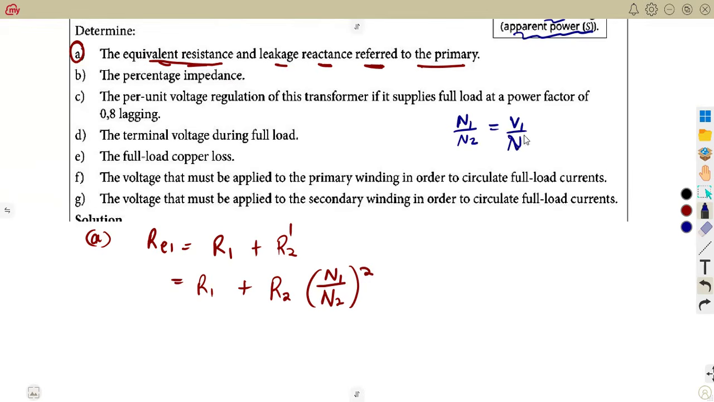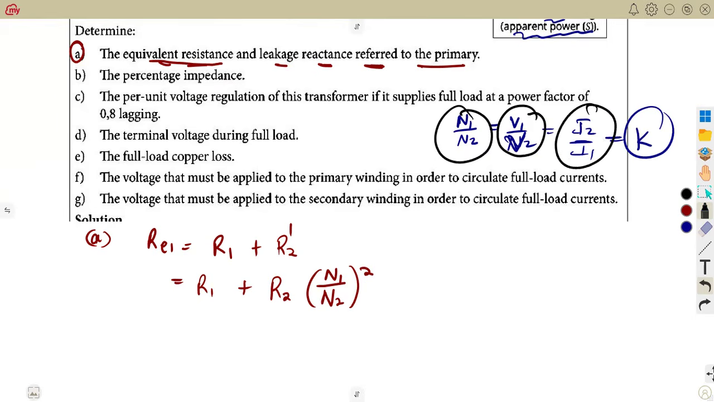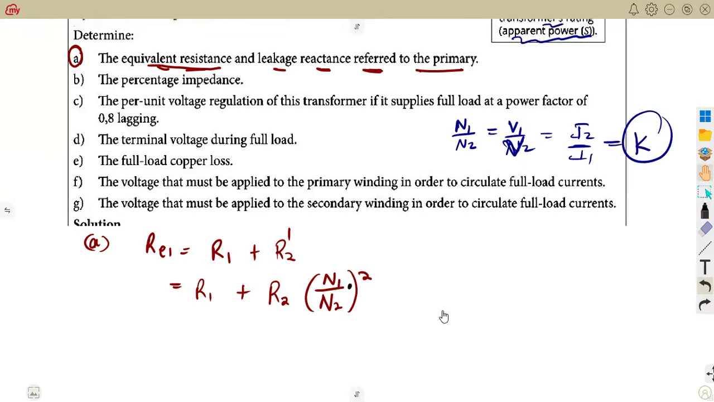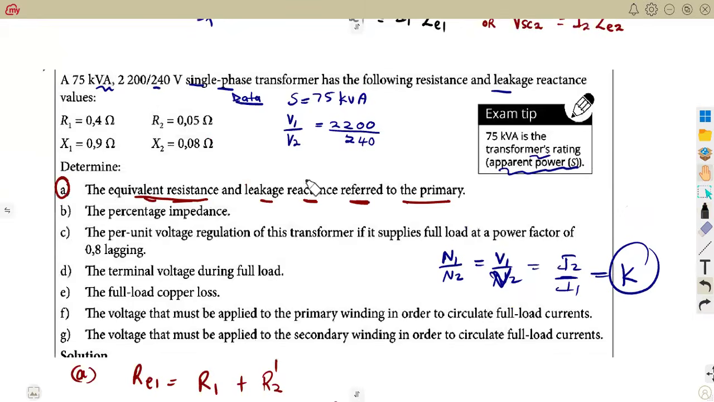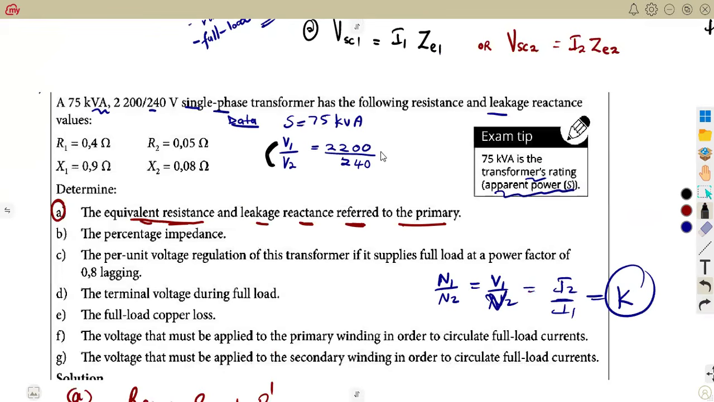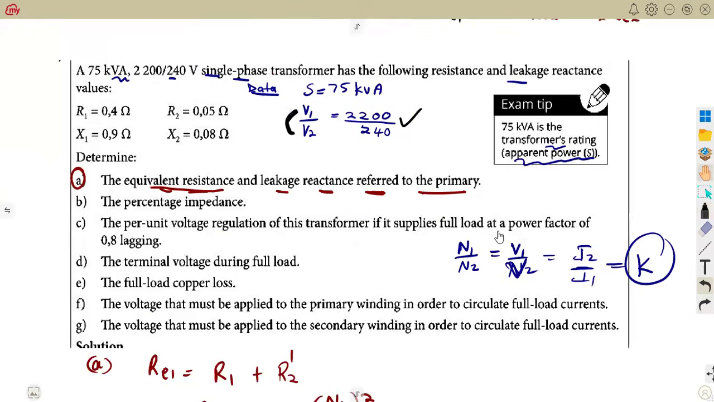V1 over V2 is the same as what? I2 over I1. Anything that is equivalent to that. So they can say this is equal to K, depending on your textbook. So the K, which is our V1 over V2, N1 over N2, I2 over I1, is going to be equal to what? Are we having the transformer ratio in terms of number of turns? No. You're given in terms of voltage there, V1 over V2. So you're going to take the V1 over V2. So let's substitute, guys. Everything is there.